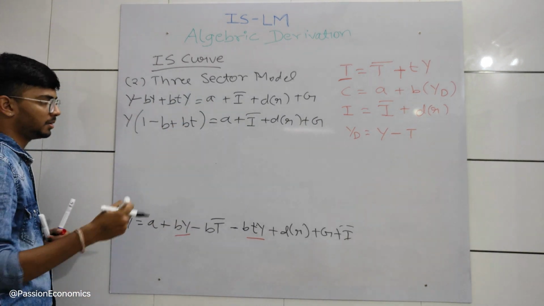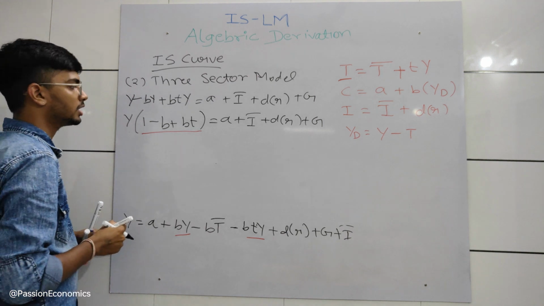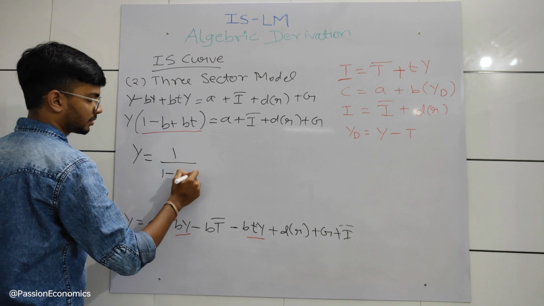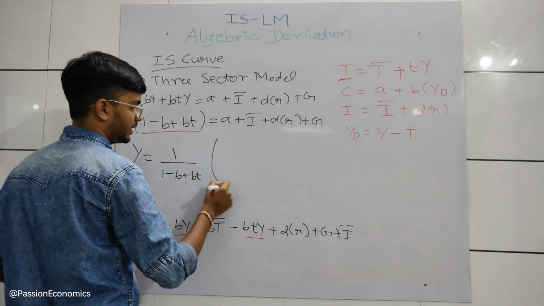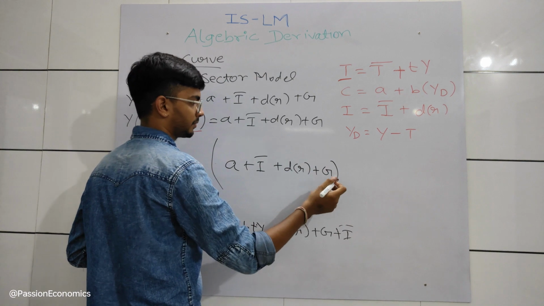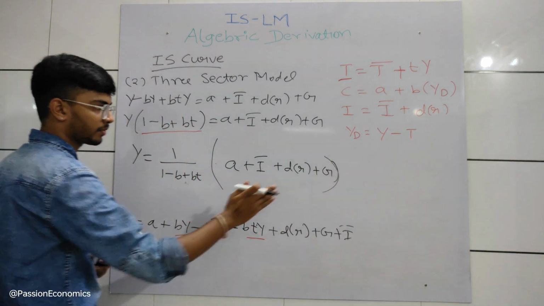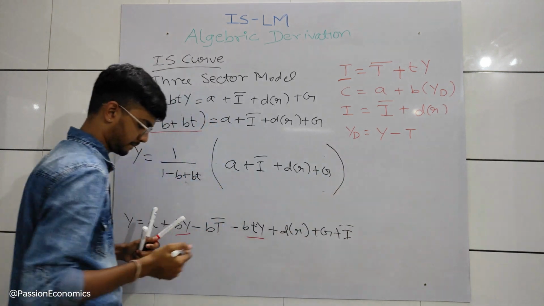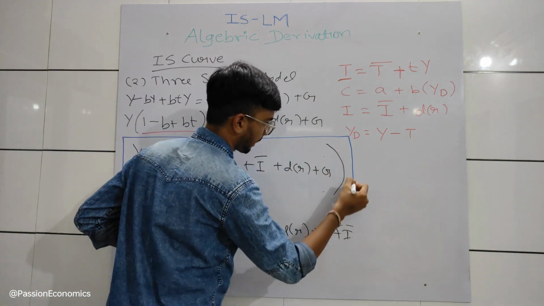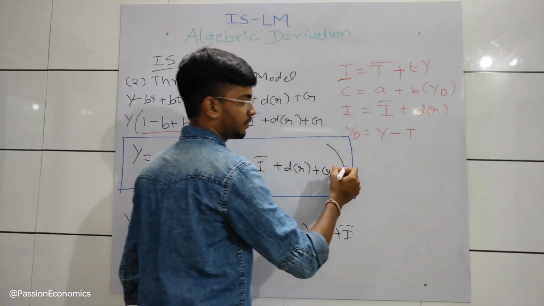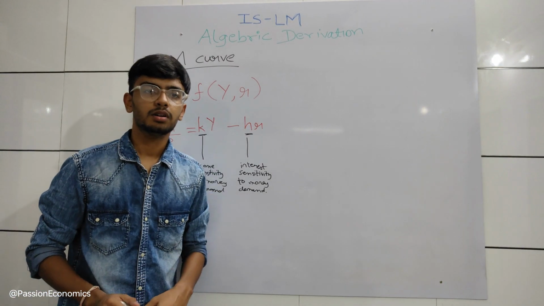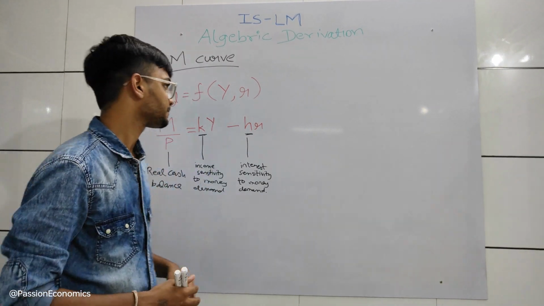Now we will put this whole value in the denominator on the other side. So Y will be equal to 1 upon 1 minus B plus Bt into A plus I bar plus dr plus G. This whole equation is the equation of the IS curve in three-sector model. Now we will look upon the algebraic derivation of the LM curve.